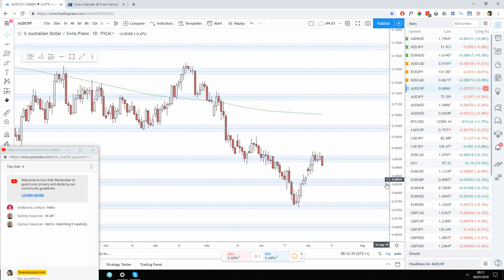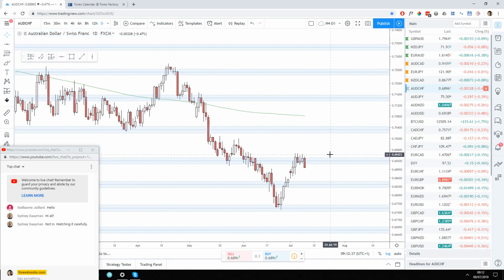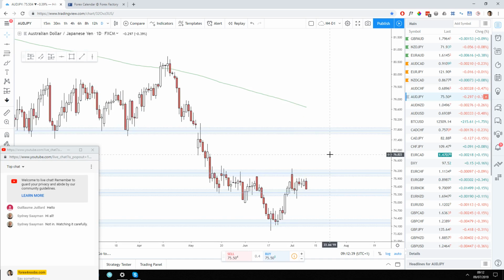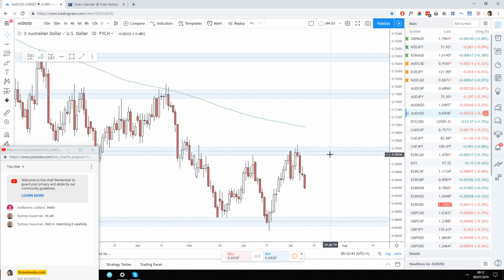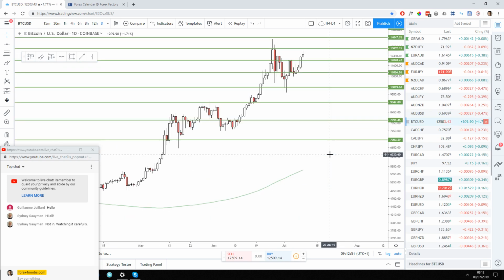AUDCAD has broken down. A bit late to enter that. If you wanted to be in, you should be in already. AUDUSD hit that resistance area again, gave us a great reversal at the end of last week, and is now just dropping. Ooh, BTCUSD is back up at 12,000. 12,500. Almost hit 13. Interesting.